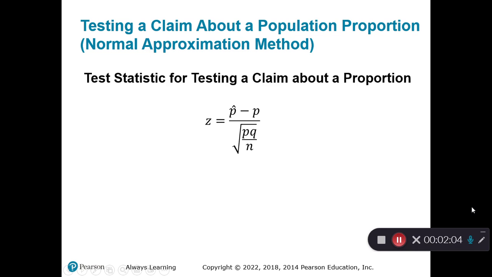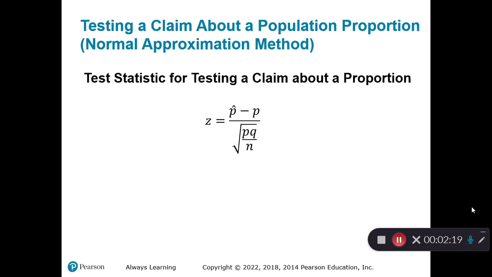For these problems, the test statistic that we are going to be using will be a z-score. So all problems that have to do with proportions, probabilities, or percentages will fall under the standard normal distribution, which is the distribution of z-scores.